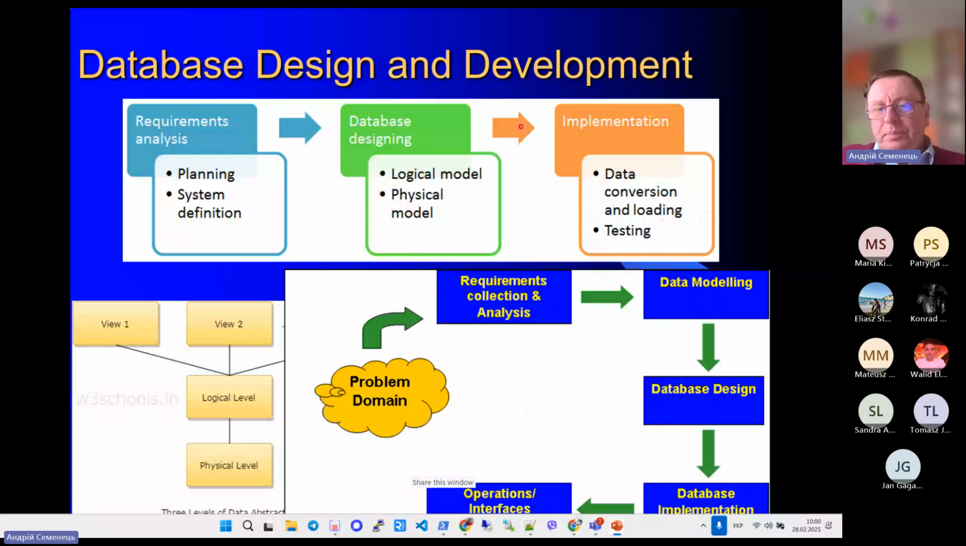And then it has to be implemented with the given database management system. Then we do testing and evaluation to see whether our solution meets our expectations. The same, like another diagram, represents the same workflow: modeling, design, implementation, and then go live, go to production, and support and maintenance.